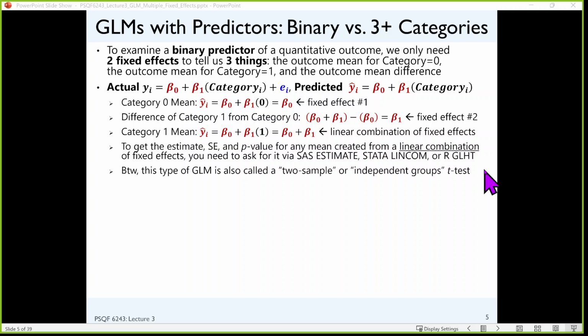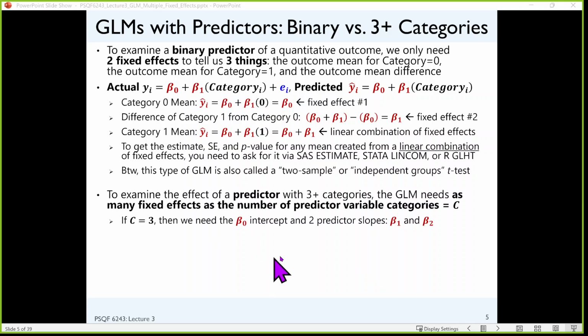Okay. So this type of general linear model, if I have one single binary predictor, is otherwise known as a 2-sample t-test or an independent groups t-test. That is exactly the same thing as this. The t-test statistic of the beta 1 slope is your t-test of that model. It's exactly the same thing.